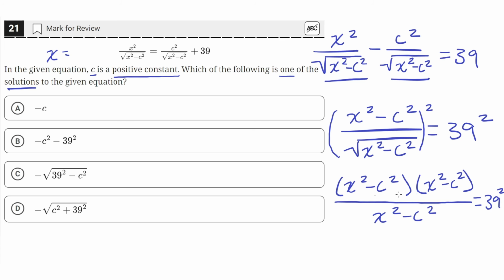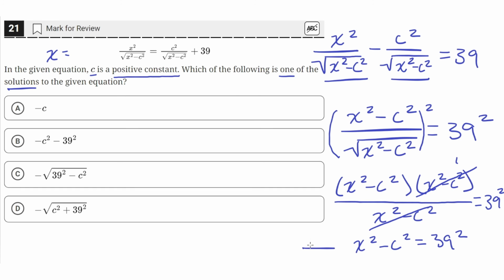Okay, now we can see that the denominator is x squared minus c squared, and both of these terms are x squared minus c squared. So we can cancel out one of the x squared minus c squared on the top with the denominator. So x squared minus c squared over x squared minus c squared is just 1. And then anything multiplied by 1 doesn't change it. So we'll just still have x squared minus c squared equals 39 squared. So because the denominator was equal to one of the terms in the numerator, we can just cancel it out.